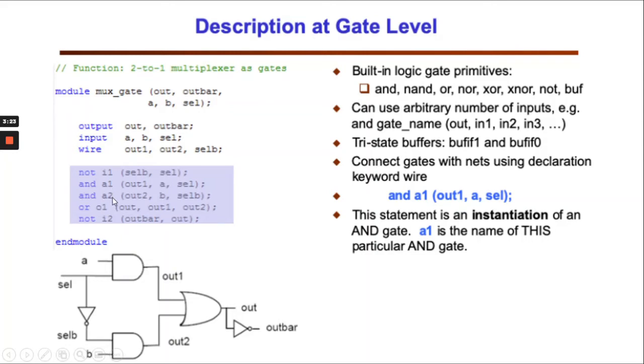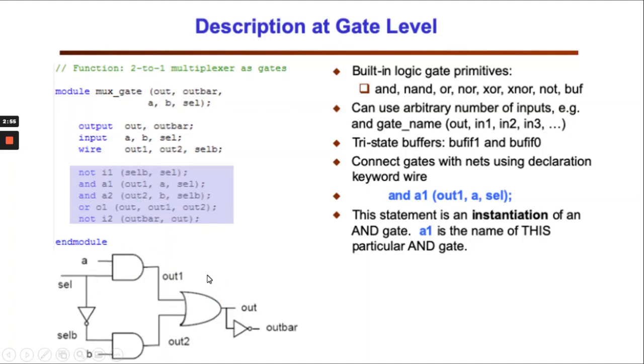So you can have like 10 AND gates and name them differently, A1, A2, up until A10, but you cannot have a similar name. It has to be a unique name. This is how the circuitry looks. Based on the connections you create in the Verilog, this is how the circuit diagram looks.